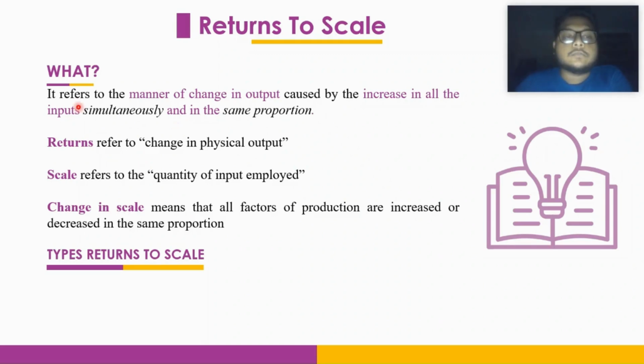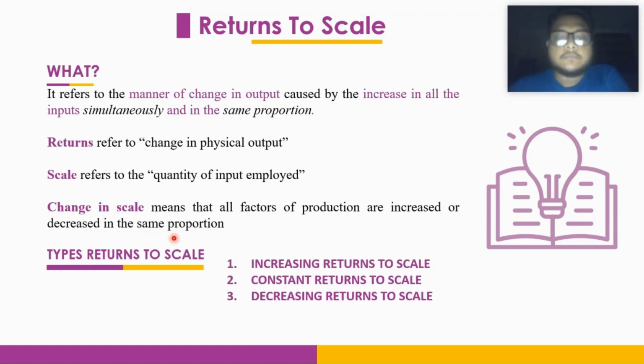In return to scale, return refers to change in physical output, scale refers to the quantity of input employed, and change in scale means that all factors of production are increased or decreased in the same proportion. Return to scale has 3 types. The first one is increasing return to scale, then constant return to scale, and decreasing returns to scale.